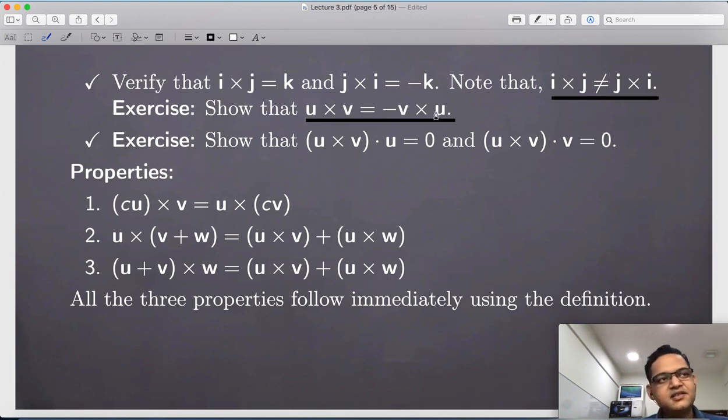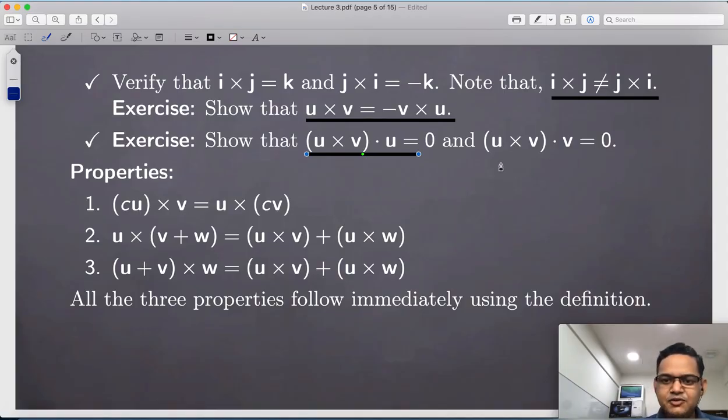The definition is going to basically have an interchange of the rows, and that will give rise to a minus sign. So this I am leaving as a small exercise. And another thing is this is just the definition that u cross b is orthogonal to u, so the dot product is going to be 0. Similarly, the dot product with b is also going to be 0.